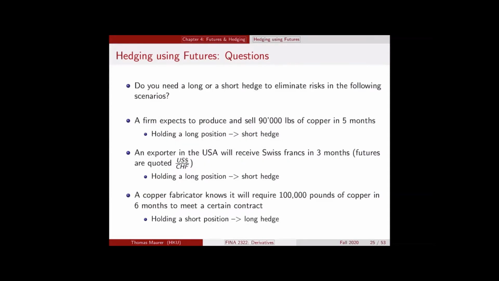Let me just go very quickly through some examples and ask whether we need a long or a short hedge. Let's say we are a firm, we expect to produce and sell 90,000 pounds of copper in 5 months. So here we are actually holding a long position. So we have that copper and we want to sell it in the market, and therefore we will use a short position in the futures contract to hedge the risk that the price of the underlying may drop and we don't get as much money from selling that 90,000 pounds of copper in the future. So with the short position in the futures, we actually get some payoff if the price drops. So in this case, we use a short hedge.